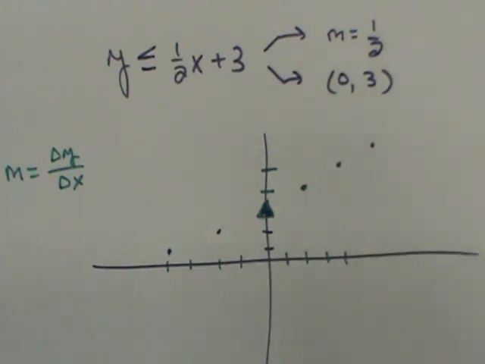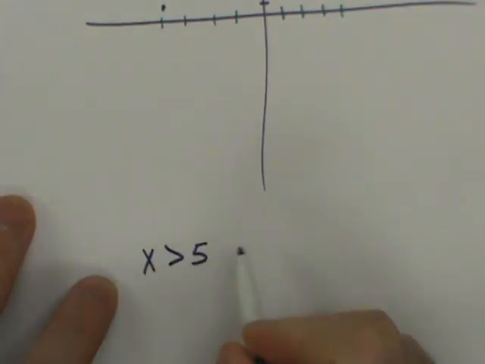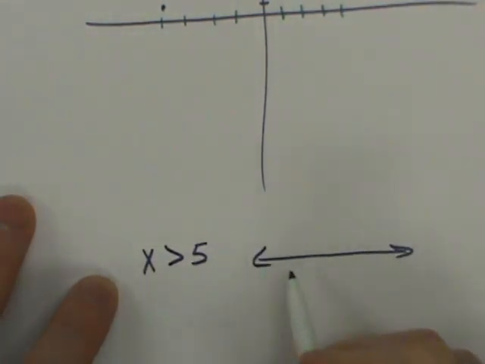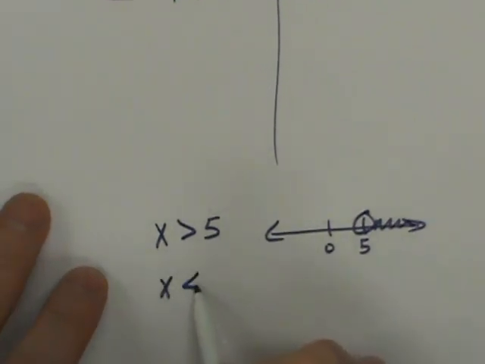Once you have these points in space, what we want to look at is whether we want to have an open or closed circle. And just like the inequalities we were doing previously, we were looking at inequalities like x greater than 5. That meant on a simple number line, we'd locate 5, we'd have an open circle and shade this way. Or we would say x less than or equal to 7.